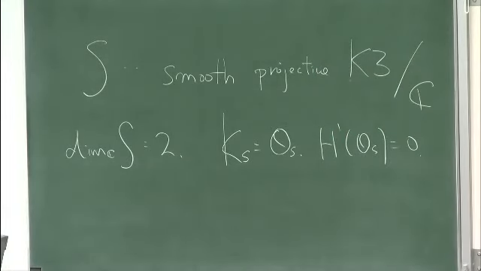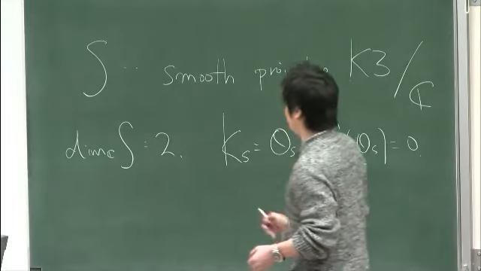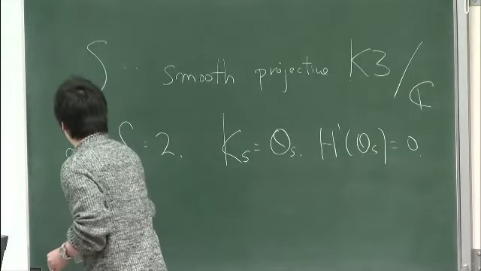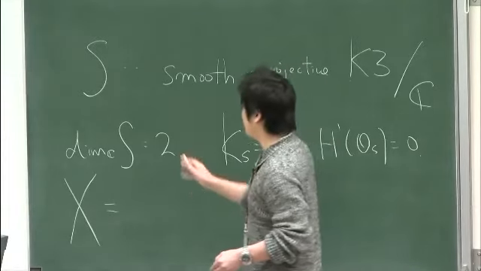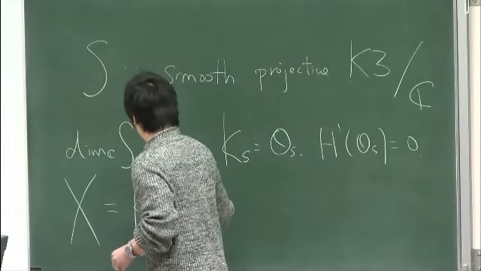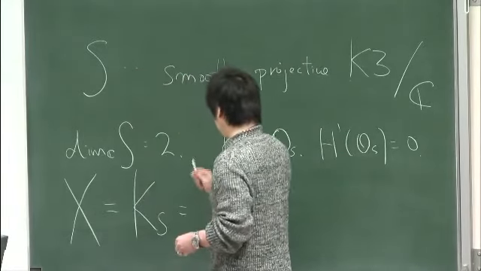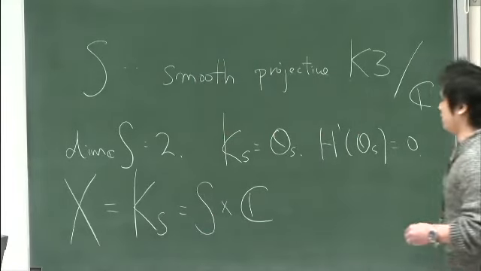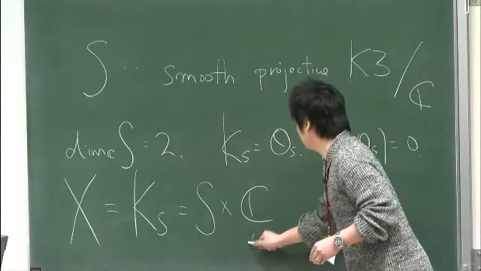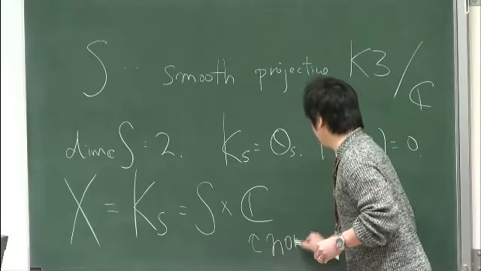And I'm interested in the total space of the canonical line bundle, that is, a trivial line bundle. Let X be the total space of the canonical line bundle. That is, of course, S times the affine line. So this is an example of a non-compact Calabi-Yau threefold.